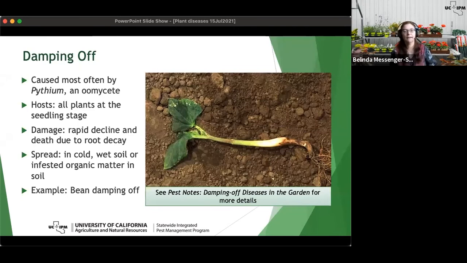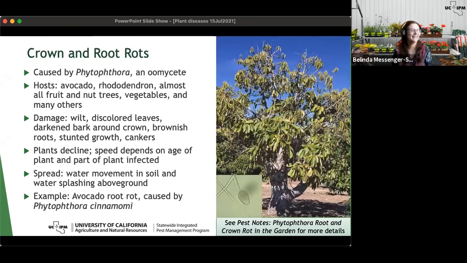Okay, next, here's my favorite, crown rot. Crown and root rots caused by Phytophthora. These can be very hard to identify because many of the symptoms look just like water deficiency. This can include wilting and stunted growth. The roots turn brown. There may be discolored leaves, darkened bark, and cankers.